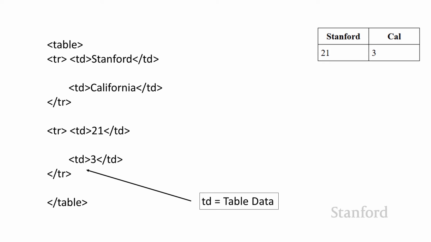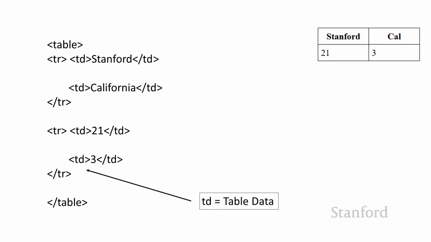There is a table column tag, but you cannot enter in data by columns. You can only enter in data by rows. The column tag is only used for formatting, and we're not going to cover it in this lecture.